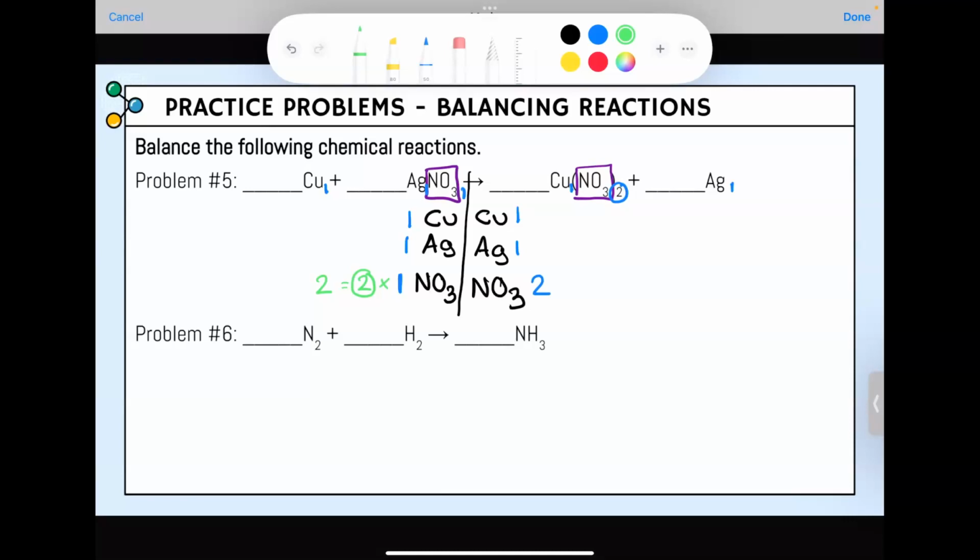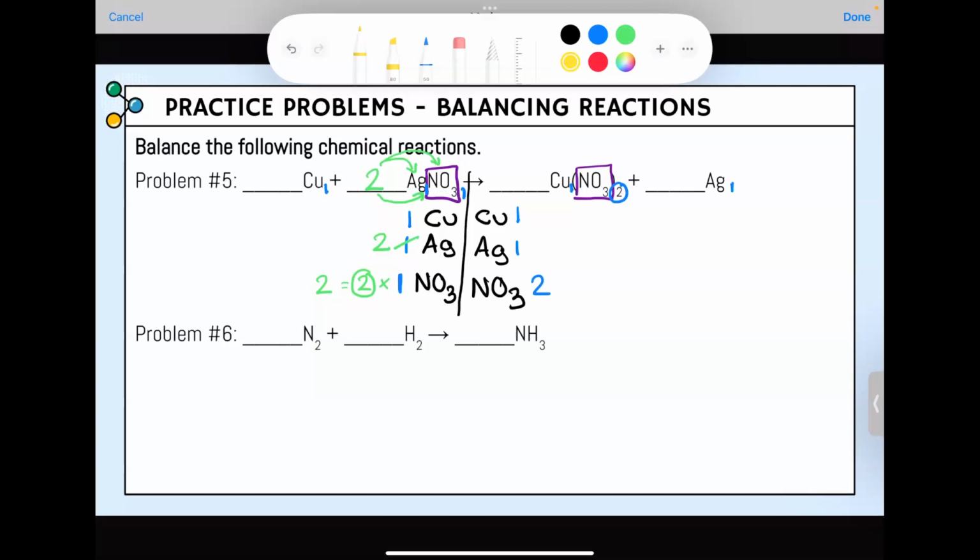It has to go into the side with the reactants because that's what we're changing. It has to go in the blank with NO3, and the only option we have is here. Now, we did say we're changing our NO3s, but this 2 also applies to our Ag. So 2 times 1 is 2.